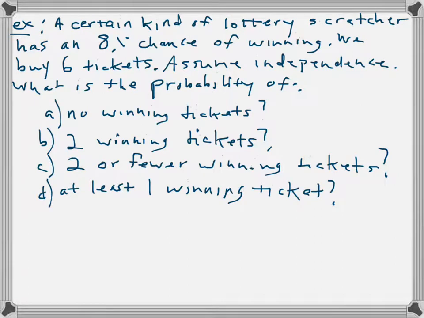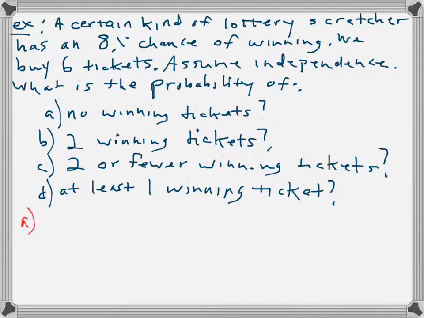Okay, so let's try one of these. A certain kind of lottery scratcher has an 8% chance of winning. We buy 6 tickets. Assume independence. That is, for every ticket we buy, even though they're in order, there's an 8% chance that we have a winner. What is the probability of no winning tickets, 2 winning tickets, 2 or fewer winning tickets, at least 1 winning ticket? Great chance to pause it. Try this one on your own. Okay, you didn't pause. You just want me to do it.